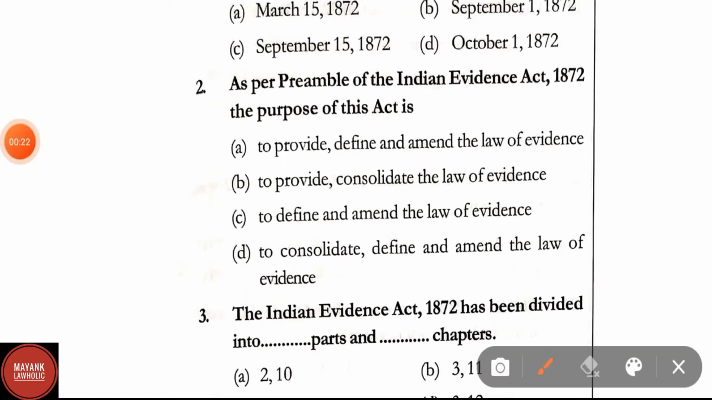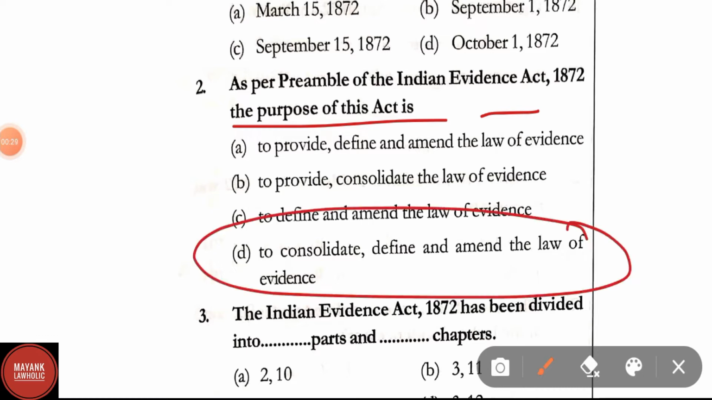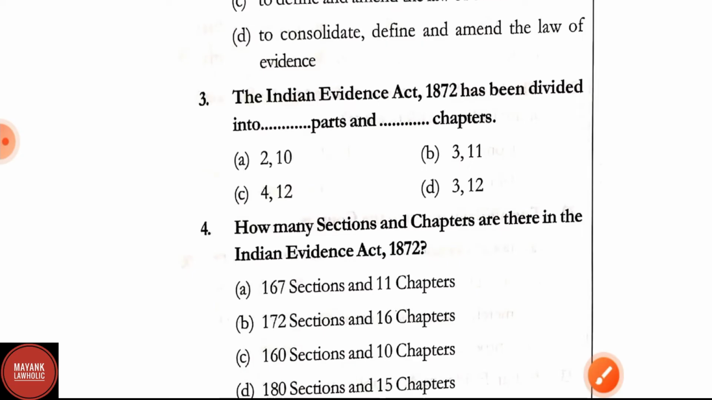Question number 2. As per the preamble of the Indian Evidence Act 1872, the purpose of this act is to consolidate, define and amend the law of evidence. Therefore, option D is the right answer.